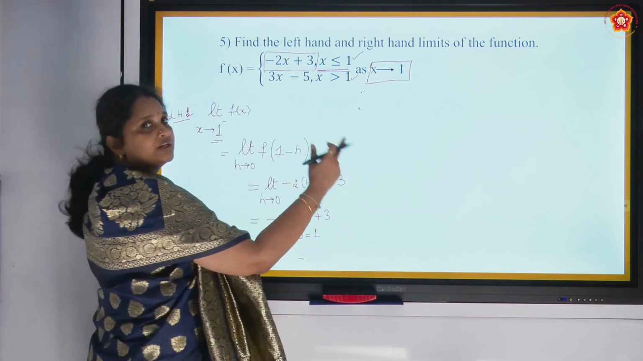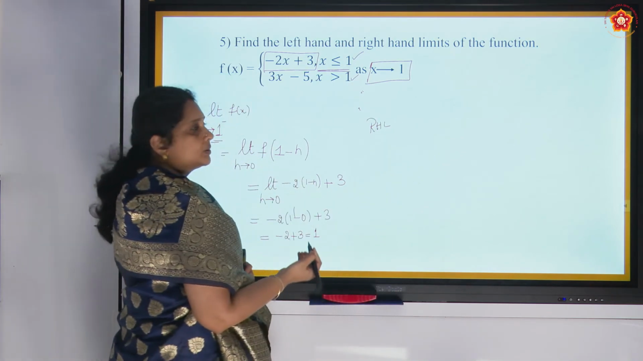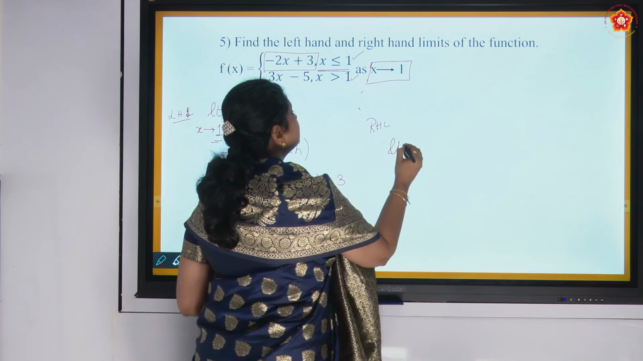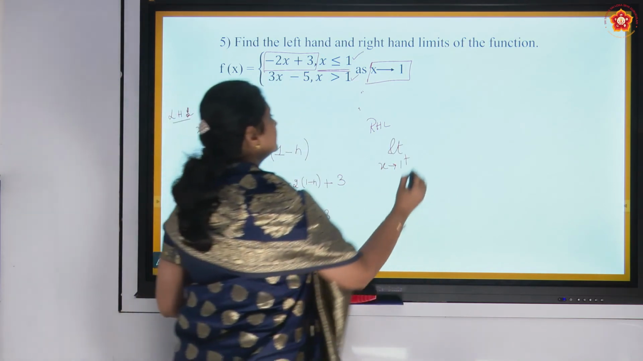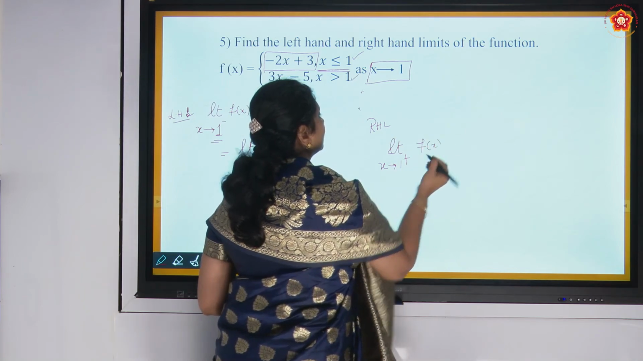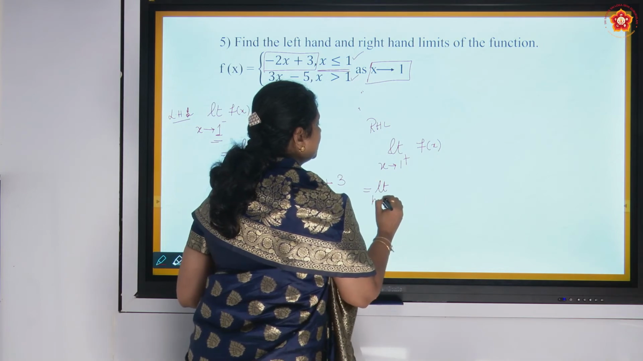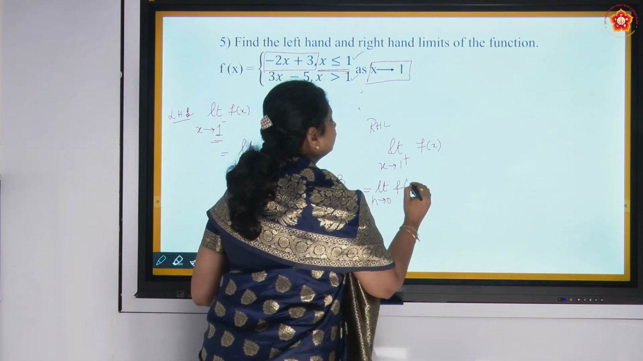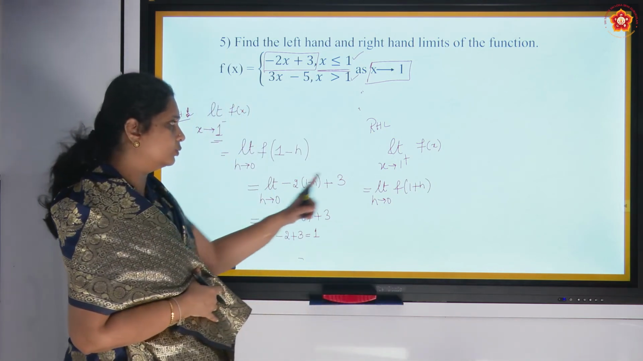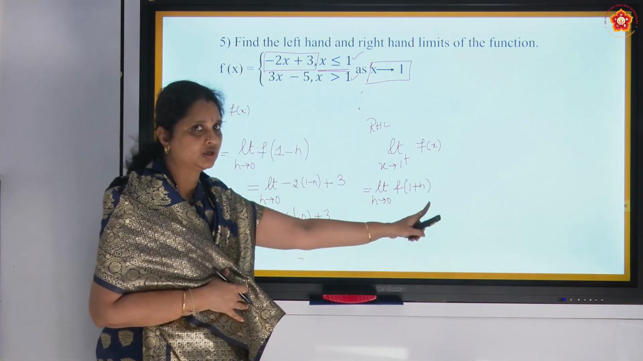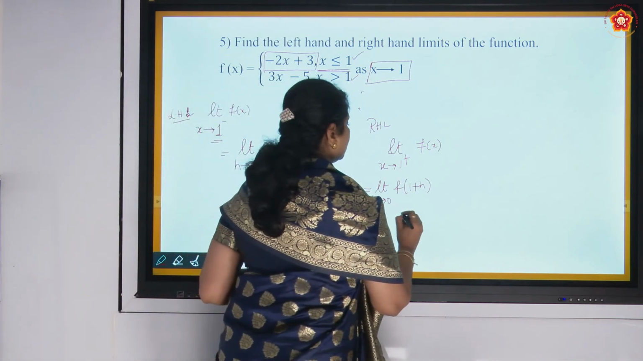Okay, now I'm going to look into the right hand limit. So what's my right hand limit? So I'm going to find the limit x tending to a number that is greater than 1, 1 plus, f of x. So how do I rewrite that? That is equal to limit h tending to 0, f of 1 plus h. A number that's slightly greater than 1, that slightly is h, and that h is very negligible, that's almost equal to 0.